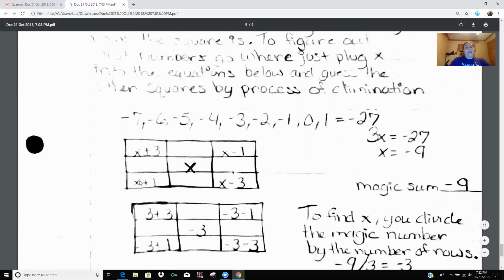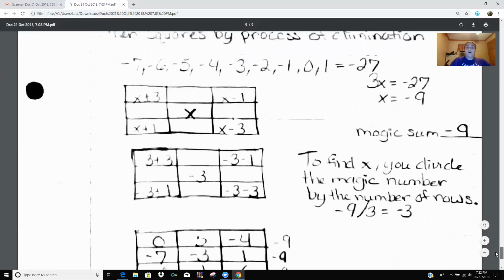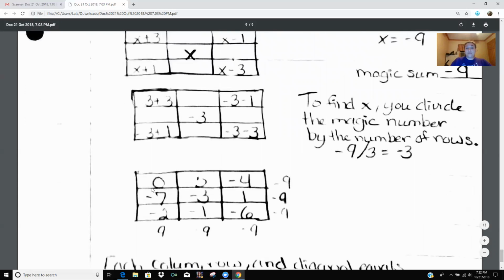So -3 plus 3 goes here, -3 minus 1 goes there, -3 is in the middle because that's what x is, -3 plus 2, and -3 minus 3. All right, so -3 plus 3 gives you 0, -3 minus 1 gives you -4, -3 again is in the middle, -3 plus 2 gives you -2, and -3 minus 3 gives you -6.